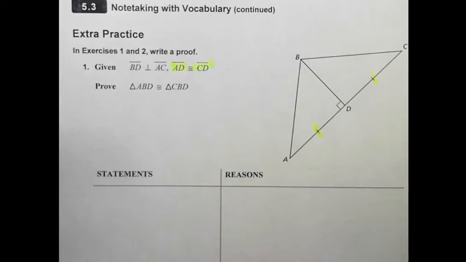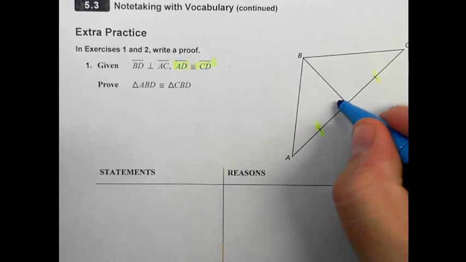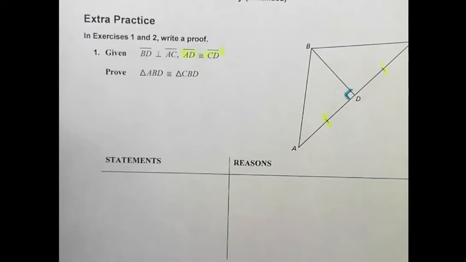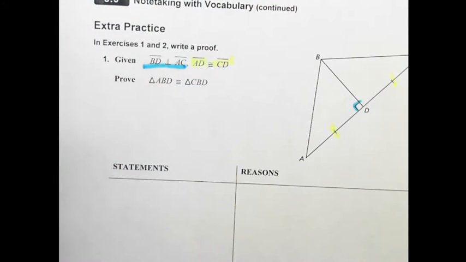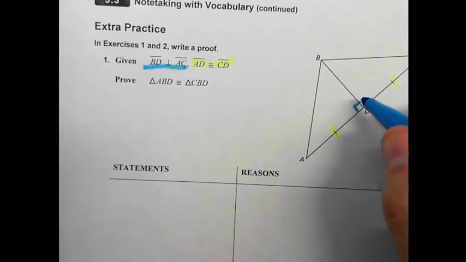They also tell us, and I can see this by the image too, that this angle is 90 degrees. But the way that they word it here is they say that BD is perpendicular to AC. Well, that will let me know one thing, that this angle is also 90 degrees. Why? Because it's a linear pair.